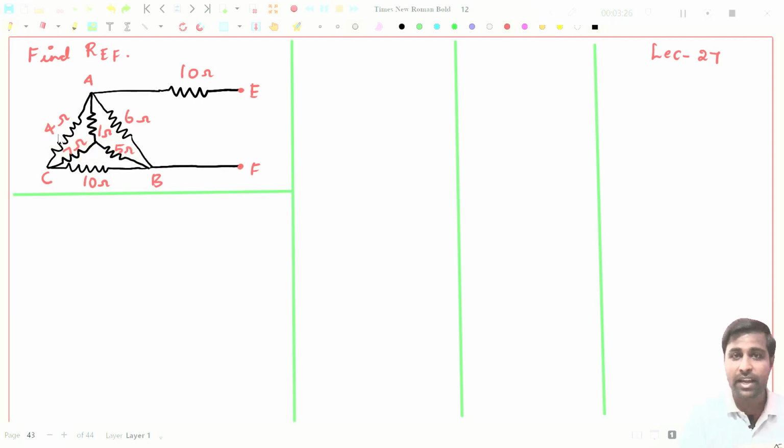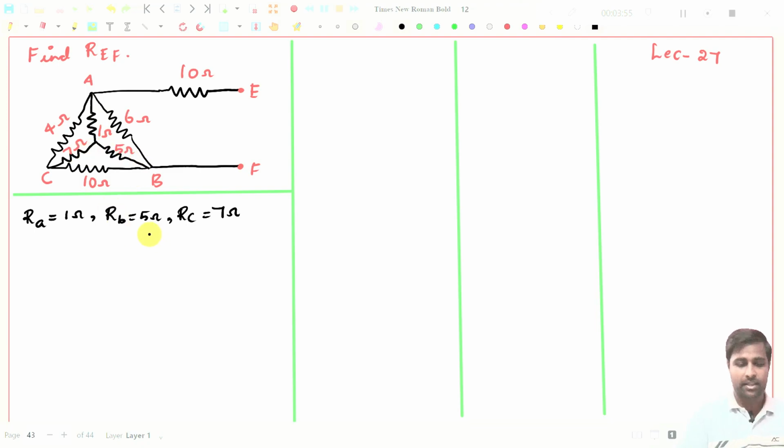Let us write, I will write here in star connection. You see this is RA, this is RB, and this is RC. For us, it is given as RA is equal to 1 ohm, RB is equal to 5 ohms, and RC is equal to 7 ohms, right? So if you want to find the equivalent delta connection, I will draw this diagram anyhow. You see, like this, right?